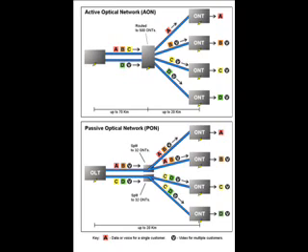Active optical networks rely on some sort of electrically powered equipment to distribute the signal, such as a switch, router, or multiplexer. Each signal leaving the central office is directed only to the customer for which it is intended. Incoming signals from the customer avoid colliding at the intersection because the powered equipment there provides buffering.